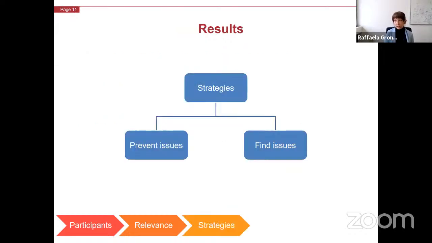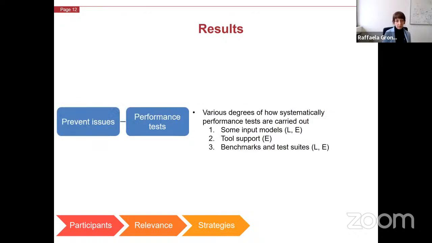So now we have also seen that at least a number of developers really care about the performance of their transformations. And now we are interested in the strategies they use. And here we could identify two different types of strategies applied. On the one hand, there are strategies used to prevent performance issues. And on the other hand, there are strategies used to find causes for performance issues. And for both types, I will now present you one or two examples. And we start with strategies used to prevent performance issues.